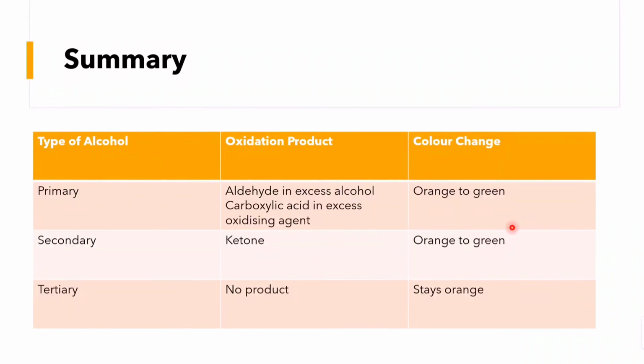So in summary, a primary alcohol will form an aldehyde in excess alcohol, but with excess oxidizing agent will further oxidize into a carboxylic acid with a colour change of orange to green. A secondary alcohol will always form a ketone when oxidized with a colour change of orange to green. A tertiary alcohol will form no oxidation product, so it stays orange because tertiary alcohols cannot oxidize.